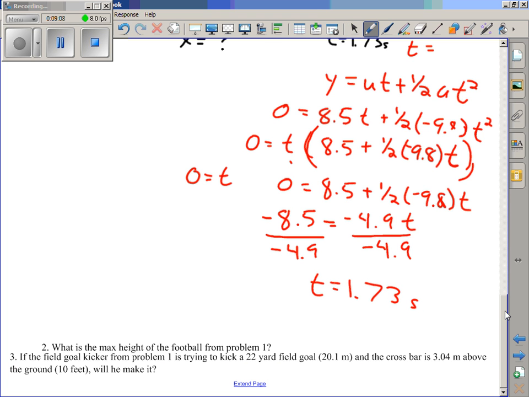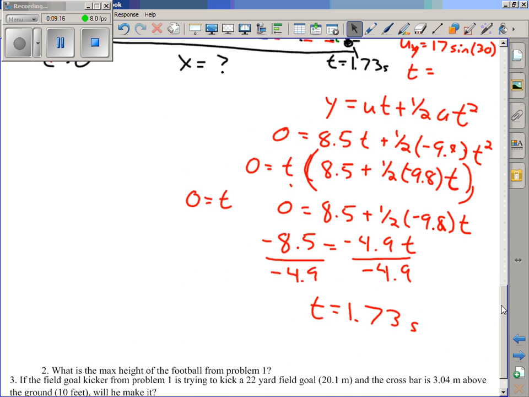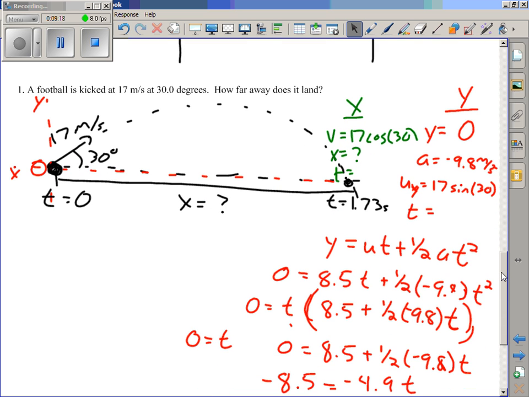Now, getting back around to what we're going for, we're looking for the displacement of the x. Sometimes problems get long and you forget some things. Scroll back up and look at the top of your paper and see what you're going for. We're looking for our x variable, right? We're looking for the displacement on the x-axis, how far it travels. In the x, it's always constant velocity.